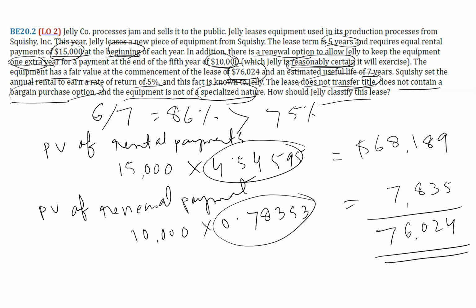Now we compare the present value of lease payments with the fair value, and it is exactly 100% equal. That means the present value of future payments is exactly equal, and of course it's more than 90%, so it also met the present value test. So two tests are met, the lease term test and the present value test. So we can call it a finance lease.